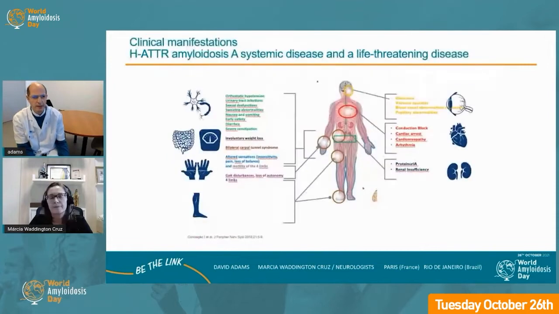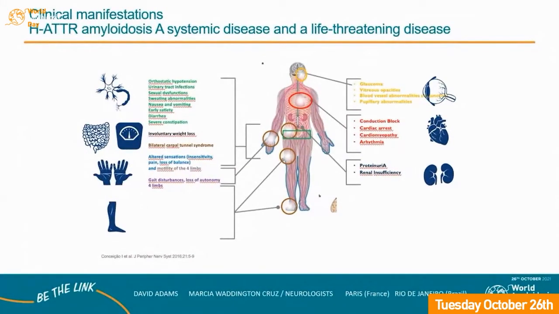This is the main clinical manifestation. This is a systemic disease and a life-threatening disease. For autonomic manifestation, you can have orthostatic hypotension, urinary tract infection, and sexual dysfunction at a very early stage, early satiety, diarrhea, severe constipation. The majority have involuntary weight loss, bilateral carpal tunnel syndrome, and altered sensation or motility in the forelimbs. Gait disturbance is the main problem, and loss of autonomy of the forelimbs.